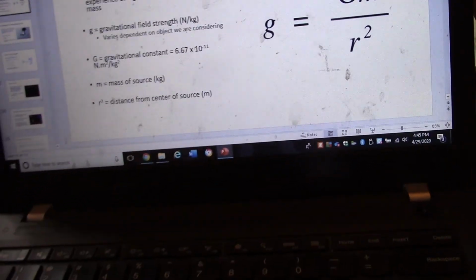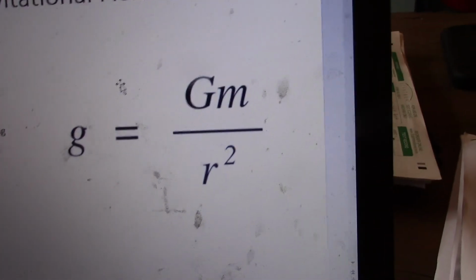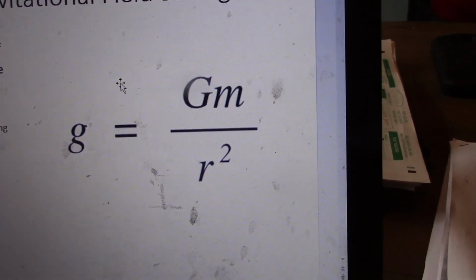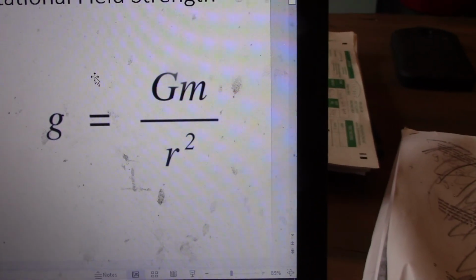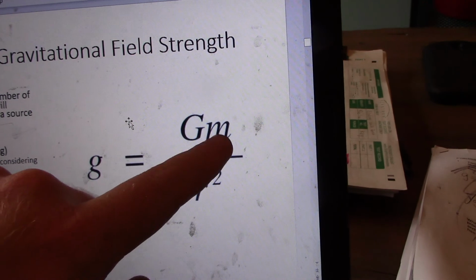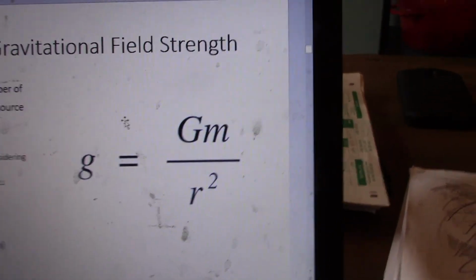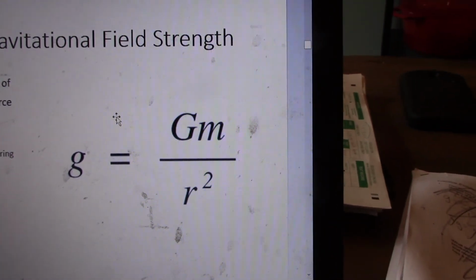So you've got a couple equations here. This is in your textbook, and it's in your data booklet. So the gravitational field strength, g, is a function of the gravitational constant times the mass of an object over the radius of that object. Now gravity makes everything round in the universe.